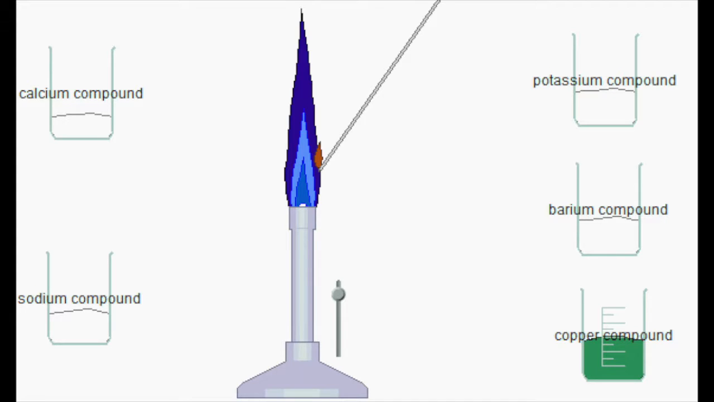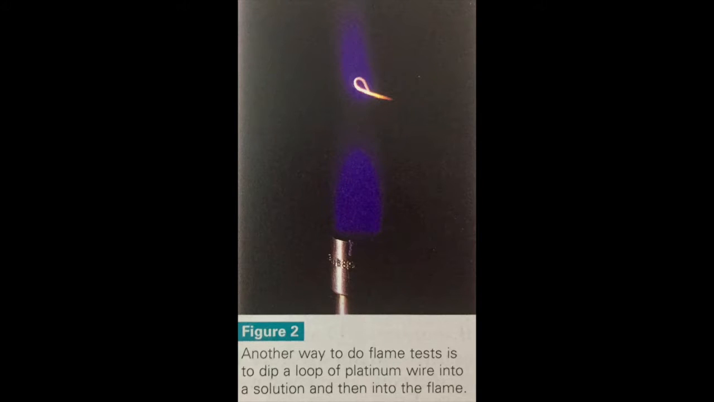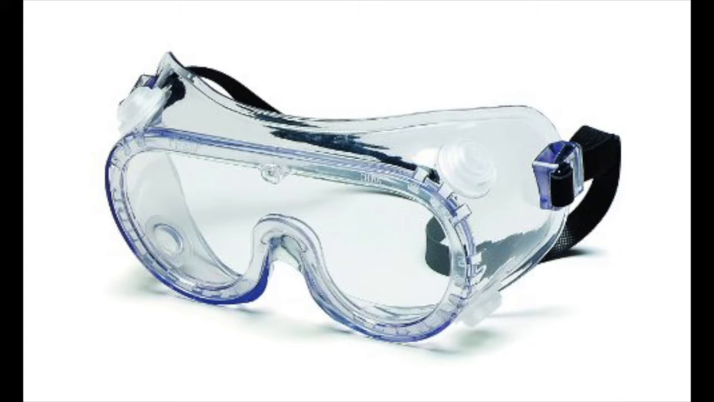Figure 2 shows an alternative method for conducting a flame test. Another way to do flame tests is to dip a loop of platinum wire into a solution and then into the flame. Some of these solutions are poisonous. Any spills of these solutions on the skin, in the eyes, or on the clothing should be washed out immediately with cold water. Inform your teacher of any spills.